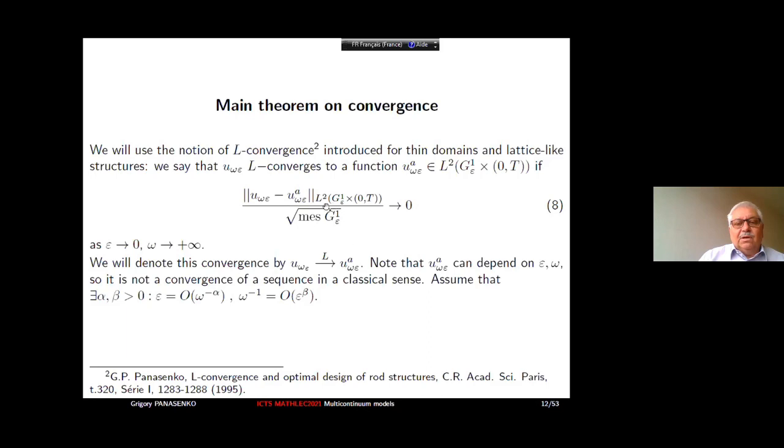the square root of G epsilon 1, it is in fact the measure of the beam, tends to 0. So in fact we have to normalize by this value, because L2 norm automatically includes this factor if the difference is of order of 1. In fact, in all the results, we can not only prove that it tends to 0, but we can evaluate the difference in this norm in function of epsilon and omega.